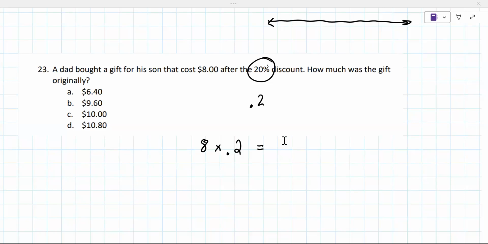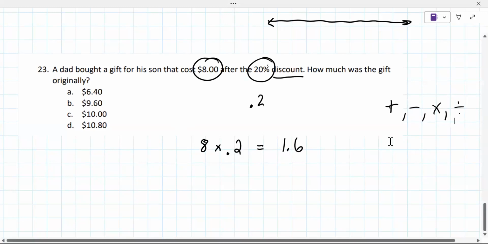1.6. Okay. Now, when it's a discount, does that make the price go up or down? Down. Okay, so down is what math operation typically? So here are your 4 options: add, subtract, multiply, divide. Like what? 1.6. Yes, but it goes down. So which of these operations goes down from a number? Is it division?